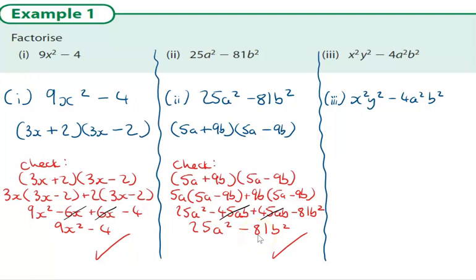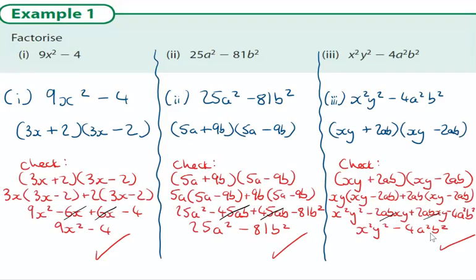Part 3, x squared y squared minus 4a squared b squared. So we have two sets of brackets, one's a plus and one's a minus. We get the square root of x squared y squared, and that's xy, so xy goes in the front of both brackets. And then we get the square root of 4a squared b squared, so that's going to be 2ab, so 2ab goes in the back of both brackets. We then check by multiplying out our brackets, and we get back to the start, so we know we're right.